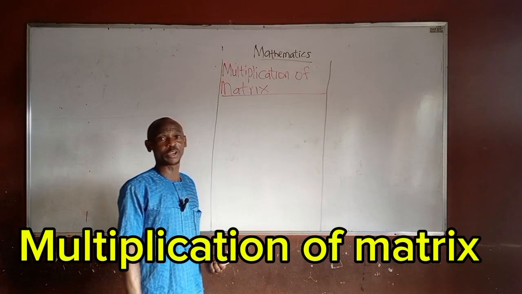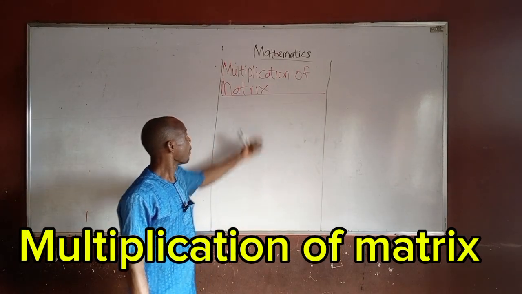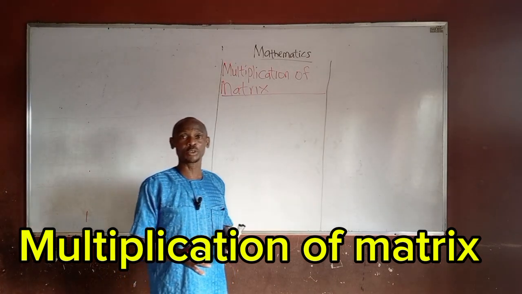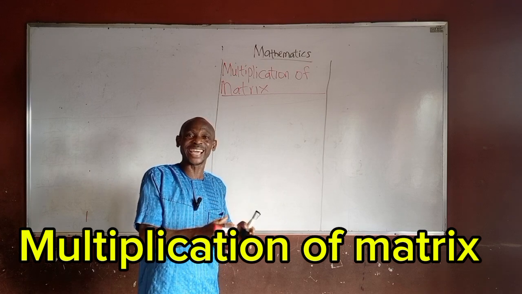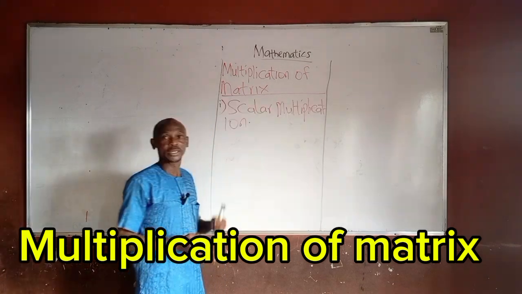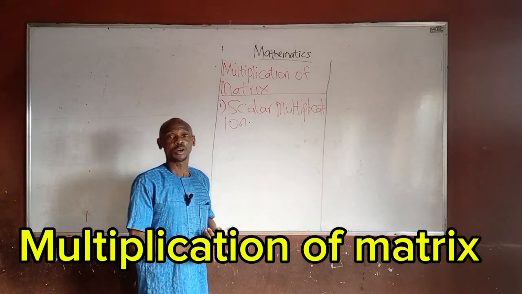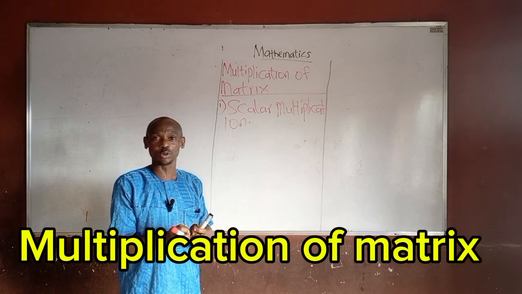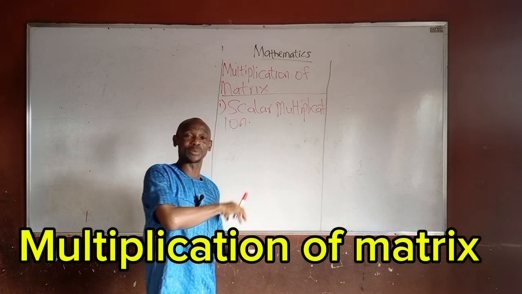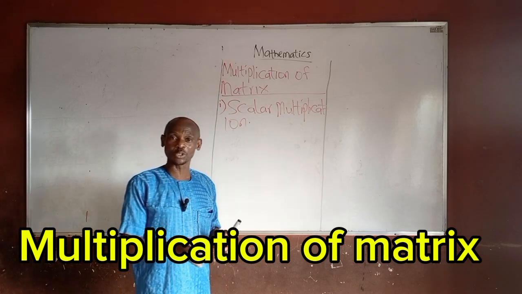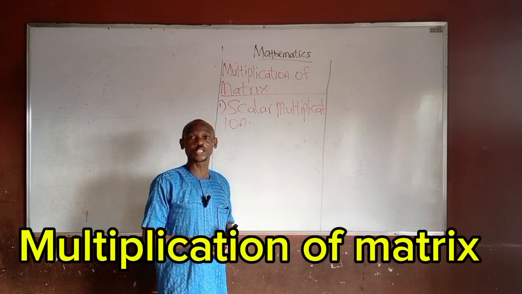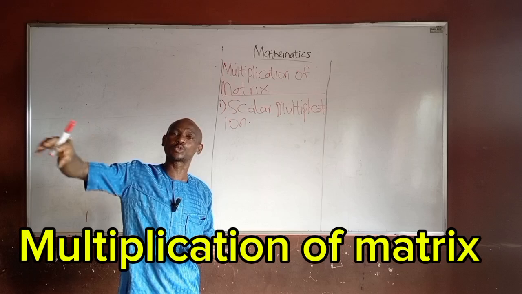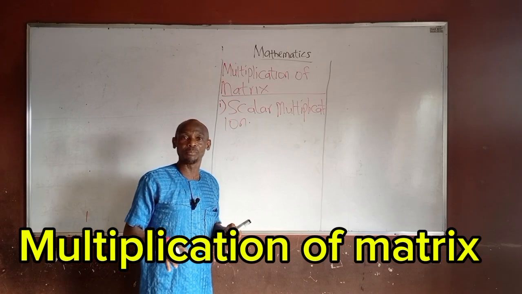Today we are going to continue in our matrix, multiplication of matrix. Under our multiplication, we are going to take first the scalar multiplication. Now, scalar multiplication of a matrix is when a single number is used to multiply a matrix. It's referred to as scalar multiplication, and that single number will multiply all the individual elements inside the matrix.